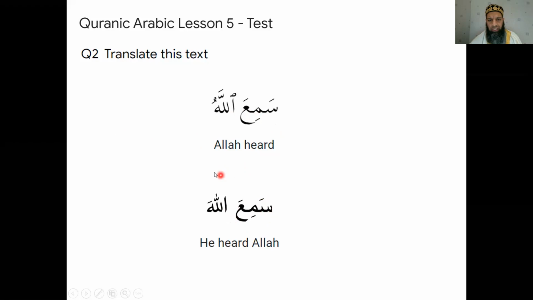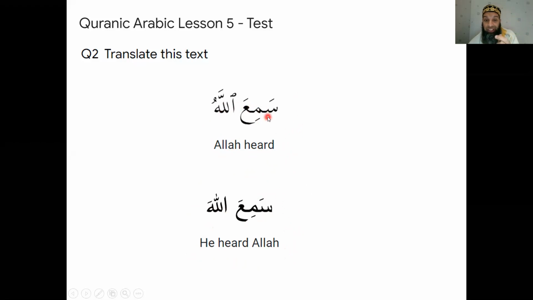In English, yes, this one literally means he heard. Who heard? Allah heard. In English, you're going to say Allah heard. You're not going to say he heard and then Allah heard. You're just going to say Allah heard. This one, he heard Allah. It's going to translate in English like that. It's not going to be Allah was heard. It's more accurately, he heard and then Allah. So this is important, and this is the crux of the golden rule.